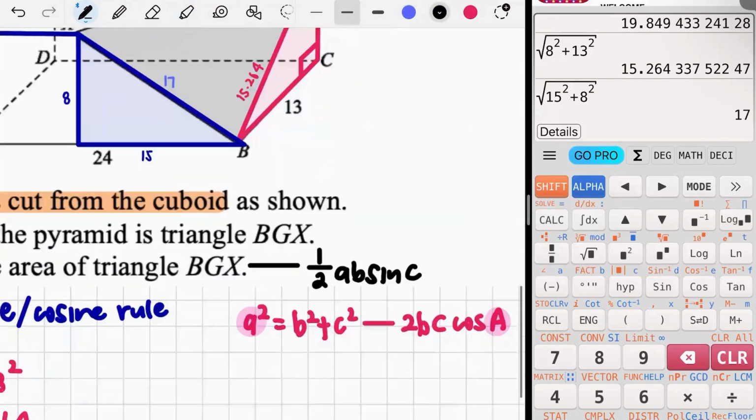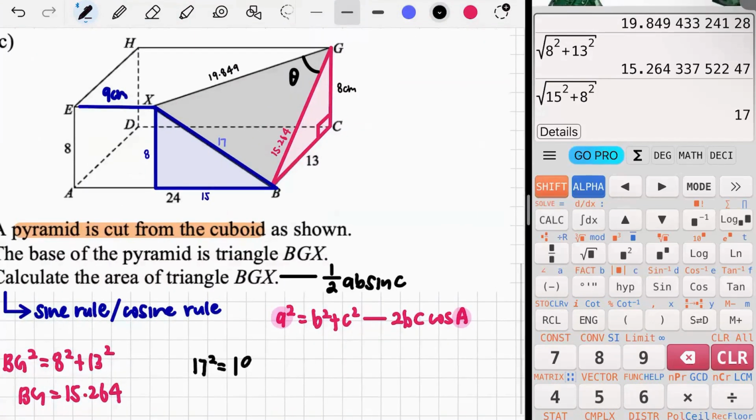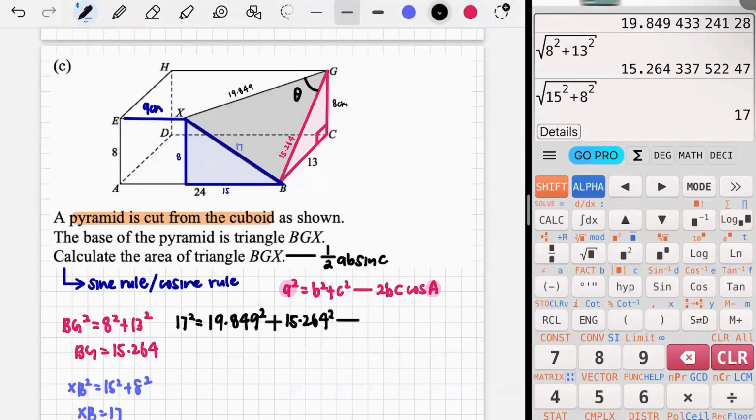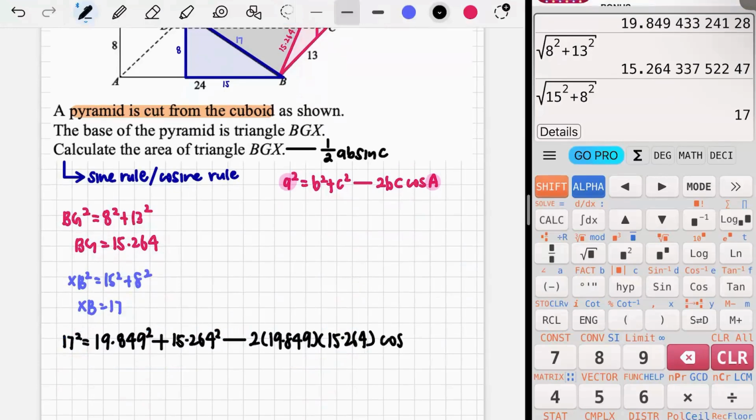So the first length that comes in is 17 square. The other two, anyhow jump, never mind. 19.849 square plus 15.264 square minus 2BC cosine theta. I'll bring it down.